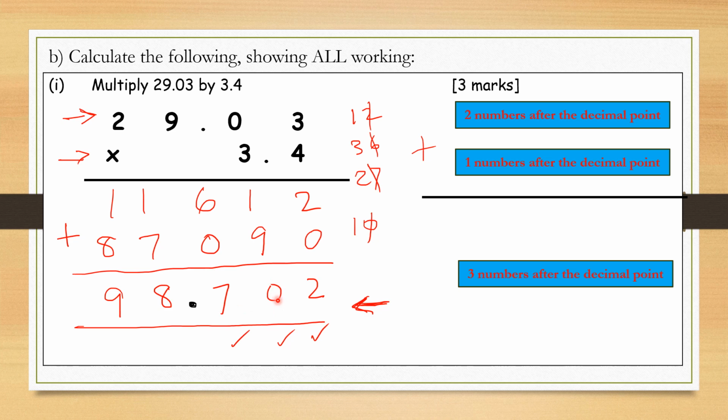Here we had 2, here we had 1. So 2 plus 1, 3. So there should be 3 numbers after the decimal point. And that's our answer. Let me just write it here. The answer is 98.702.